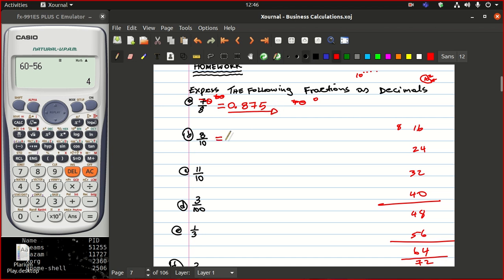And then you do the same thing here, that you ask yourself how many 10s are in 8, and you can see that 10 is bigger than 8, so you will end up saying that there are no 10s in 8. So you place a 0 and you place a comma there, and then after that you add a 0, and then you ask yourself how many 10s are in 80.